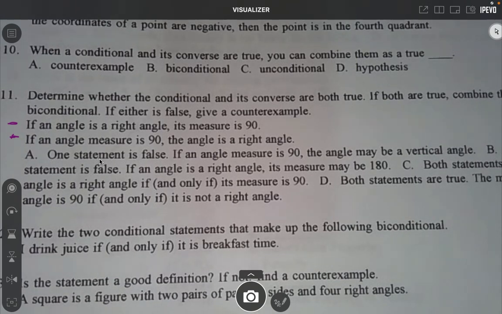So if an angle is a right angle, it's 90. Is that right? A right angle is 90 degrees. Yes, it is. If it's a 90-degree angle, is it a right angle? Yes. So you would say true. Both are true. So now, I think that's what C and D are saying. Now how do we write it as a biconditional? An angle is a right angle if and only if its measure is 90. There you go. It's C.